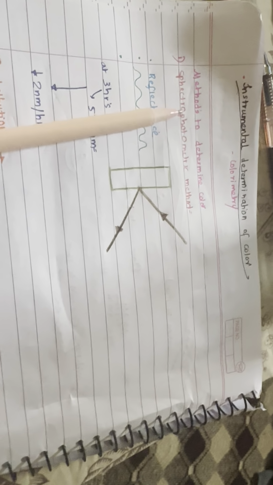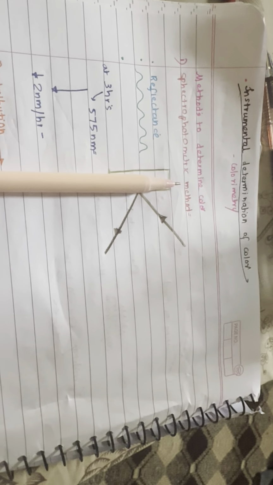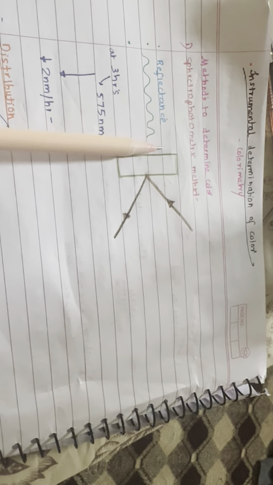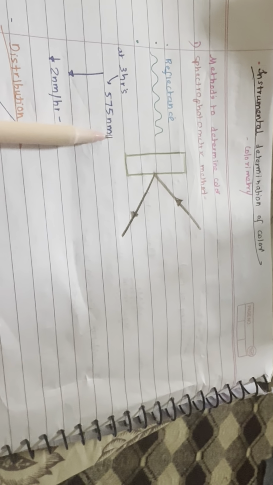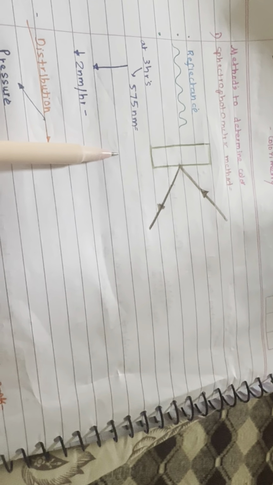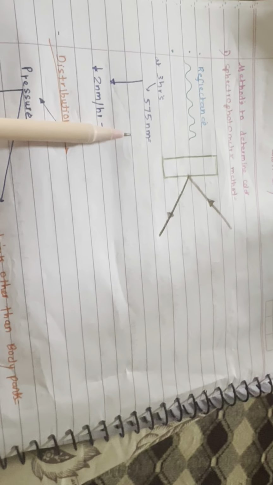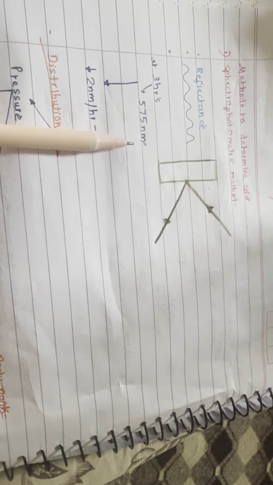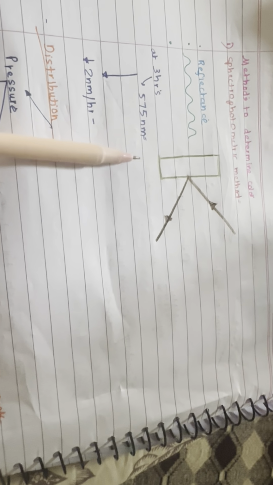Methods to determine color: the spectrophotometric method. Reflectance is the ratio of the total amount of light reflected by a surface to the total amount of incident light. 60% reflectance in the red region means the surface reflects 60% of red light. The area of postmortem staining is illuminated by standard light and reflectance values at all wavelengths are recorded. The color measures are then calculated by multiplying the reflectance values of the individual wavelengths with the standard spectral values of the standard light used.